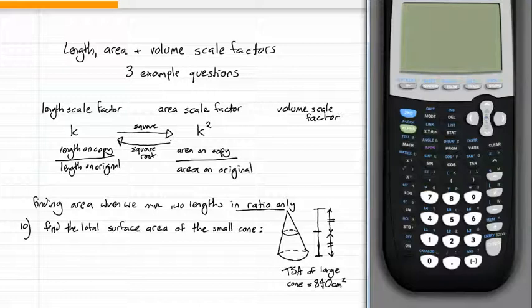What I really start with is finding out what do I have 2 matching values for. Do I have 2 matching values for length? I'll find K. Do I have 2 matching values for area? I'll find K squared, the area scale factor. And of course the volume scale factor I can get by doing a volume on the copy divided by a volume on the original.